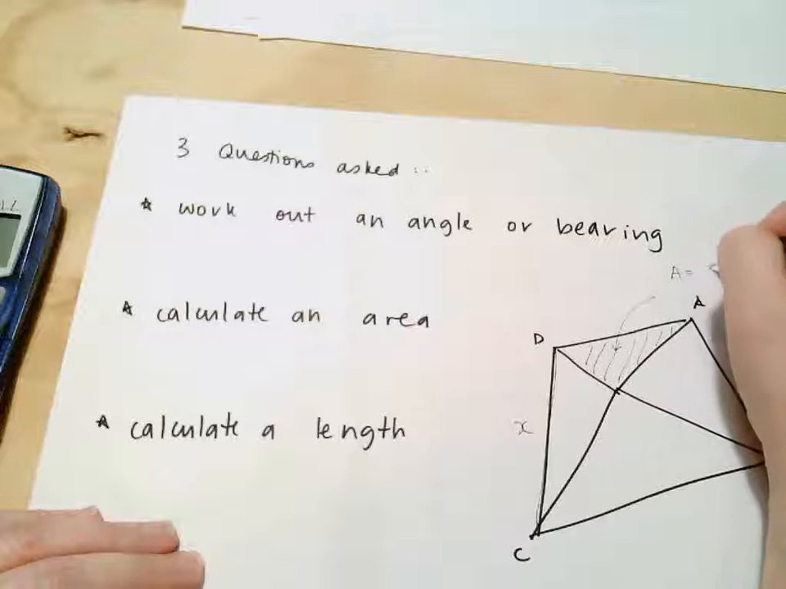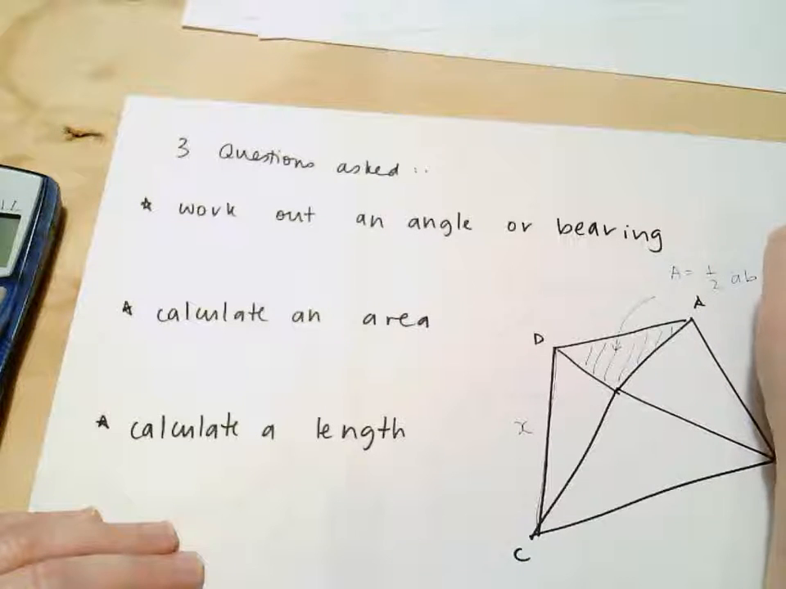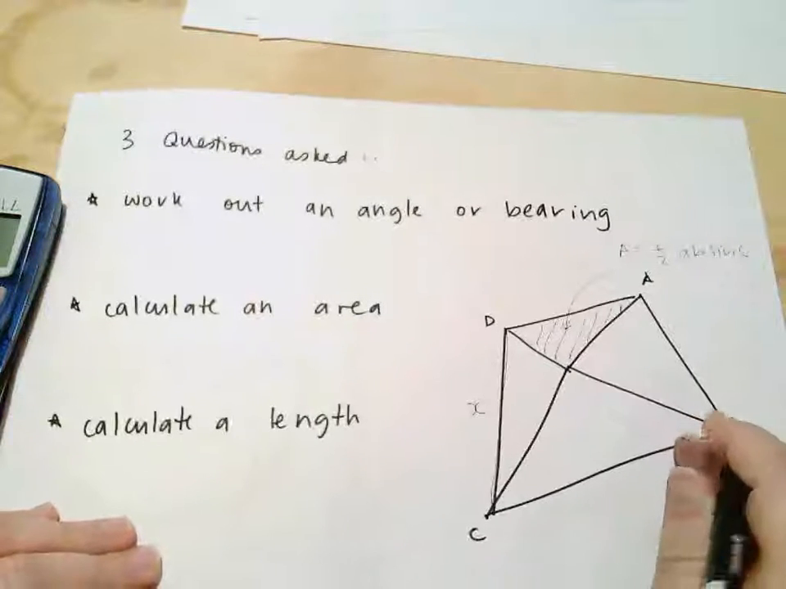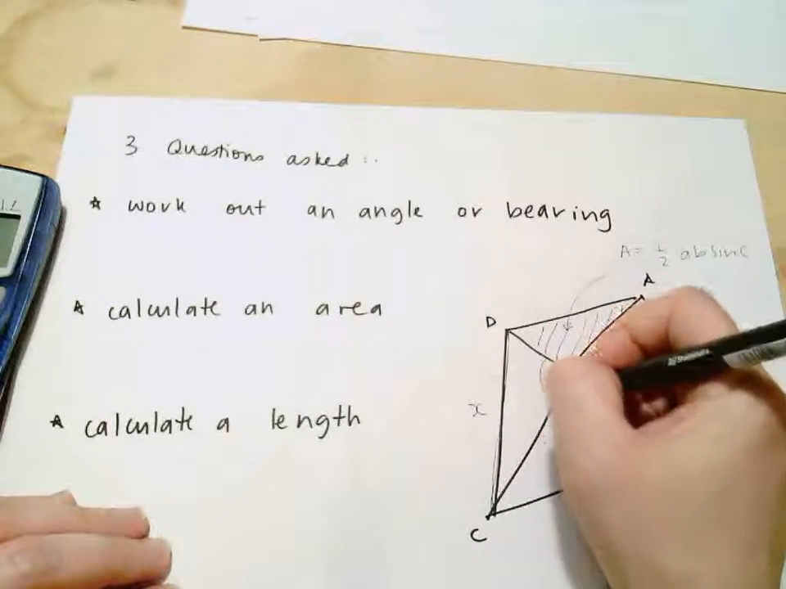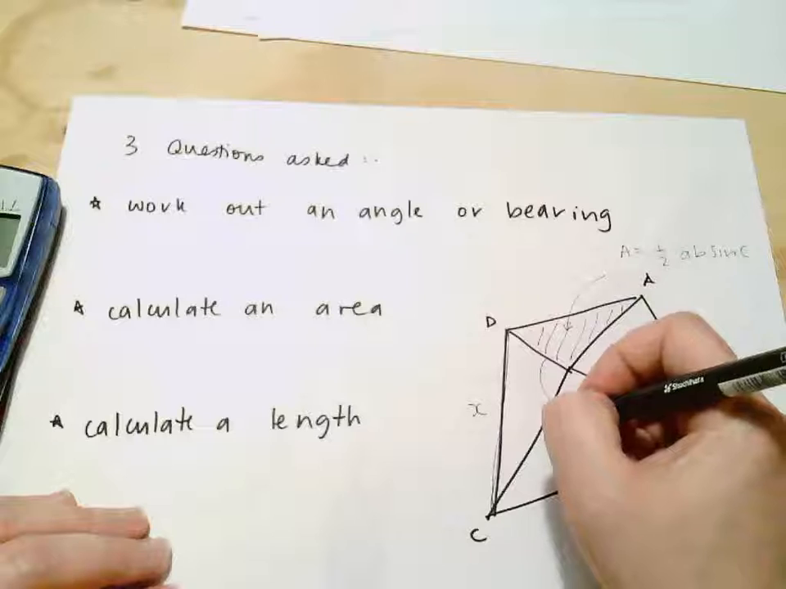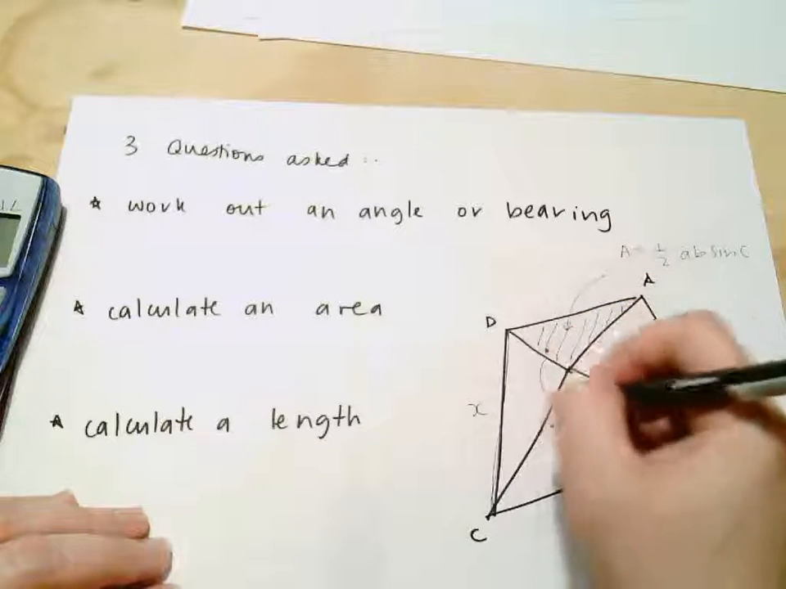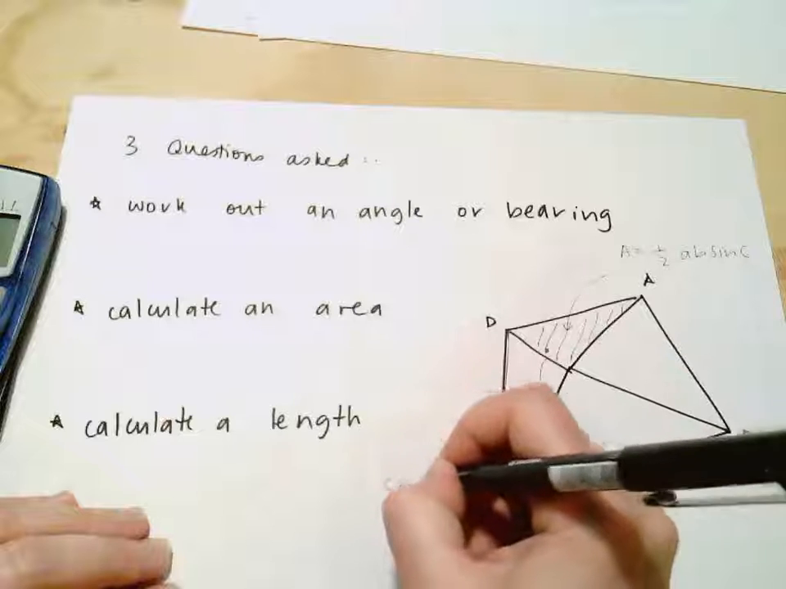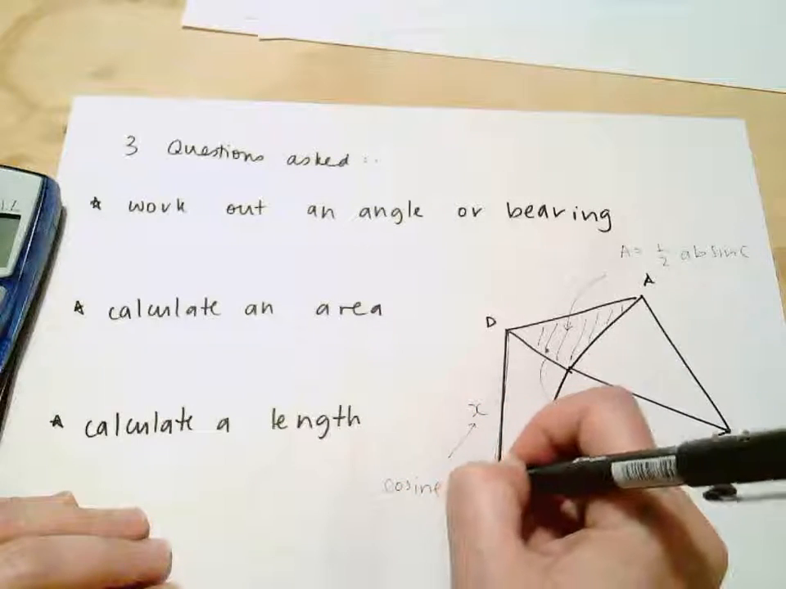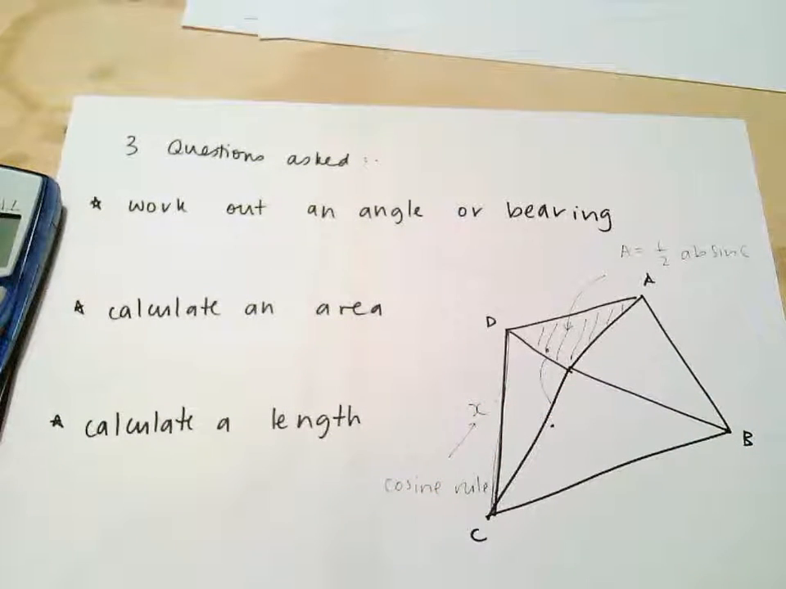Now, if you're asked to work out an area, you're going to be using that area formula you did in your last video, half AB sine C. Okay? If you're asked to work out this side, you're going to know this angle and you're going to know these 2 measurements, this one and this one. So it's going to be the cosine rule that you're going to use to work out this length. So let's have a go at a couple and see how we go with these.